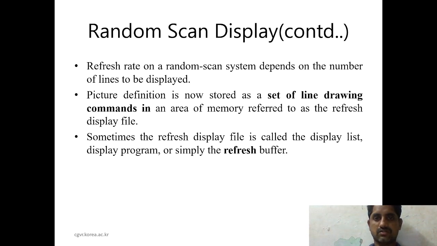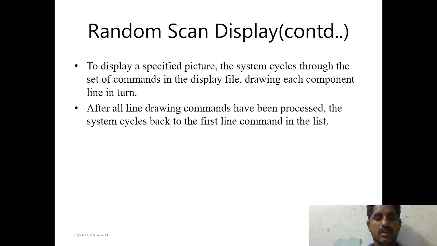As we have discussed in class, this is how the image is formed on the screen using random scan systems. To display a specific picture, the system cycles through the set of commands in the display file, drawing each component line in turn. After all the line drawing commands have been processed, the system cycles back to the first line command in the list.